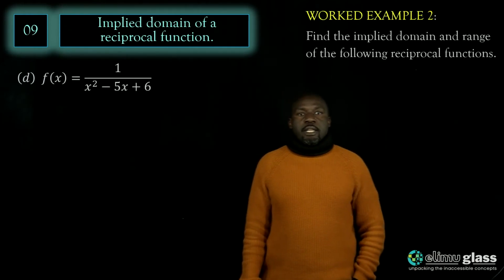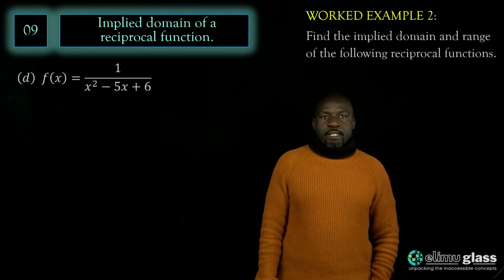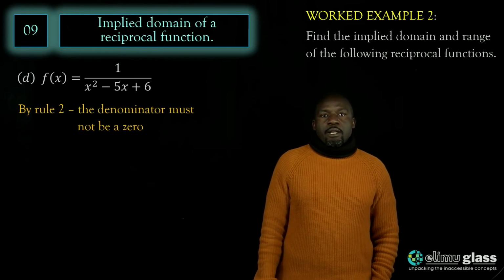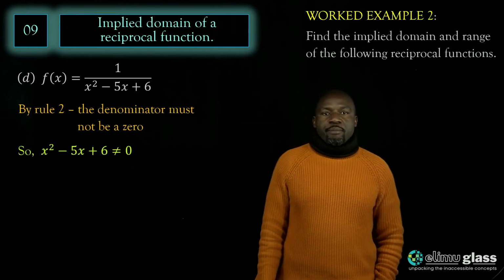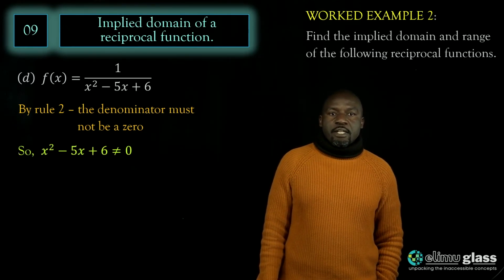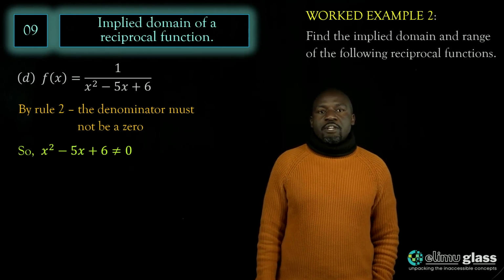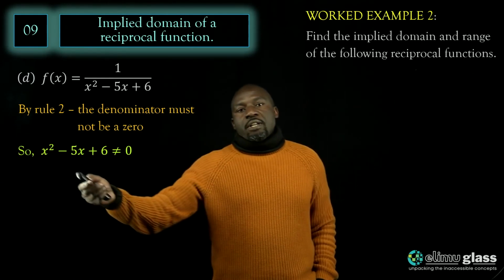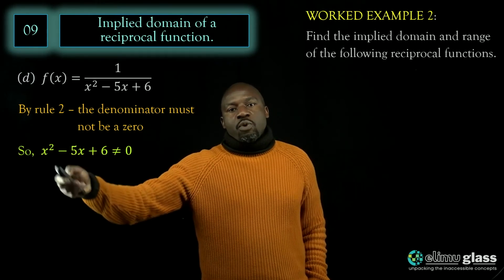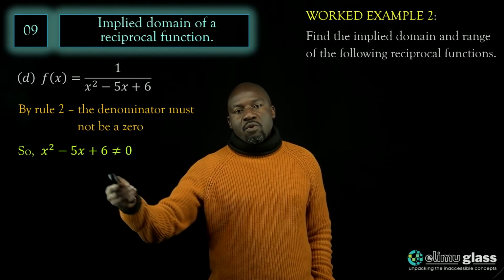Right, this is, I think, the last one. Now you notice that the denominator there is quadratic, right? So once again, using rule number 2, we can say that x squared minus 5x plus 6, that denominator, must not be 0 if this reciprocal function is to be defined. So the values of x that will make this 0 are not allowed. Okay, so how do we find that?